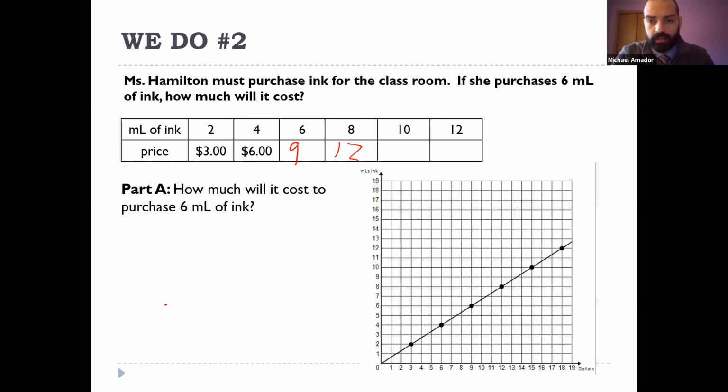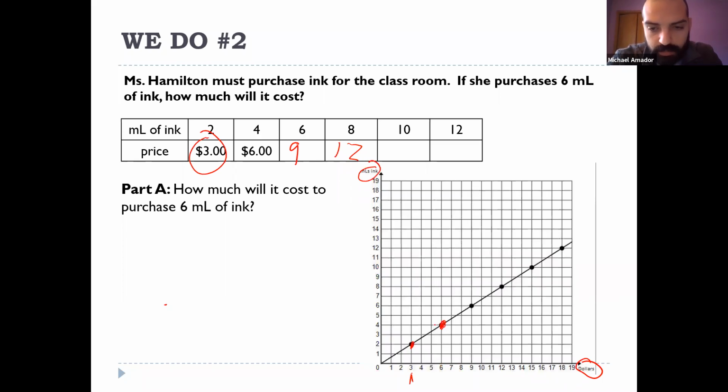So taking a look at the graph down here, we have dollars. We notice that dollars are on the x-axis, and milliliters of ink are on the y-axis. So using the same method, we know that x comes first. So dollars, price $3. Let's find $3 on the bottom. On the x-axis, we'll go up to 2 milliliters, and that's how we plotted that point there. We could do the same thing for 6 and 4.